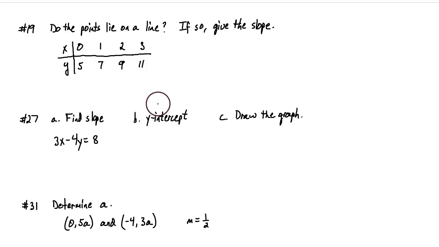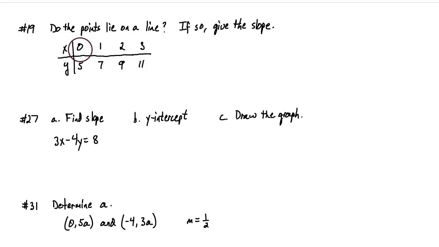Number 19, we're given a table of values and asked, are these points on a straight line? If so, give the slope. For these points to be on a straight line, if you were to graph them, they have to line up. There has to be a consistent rate of change between the numbers. Let's find the rate of change between all these numbers.